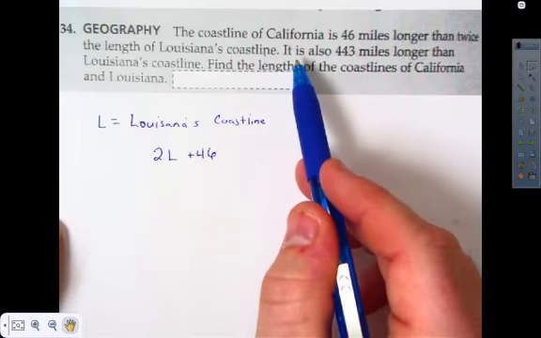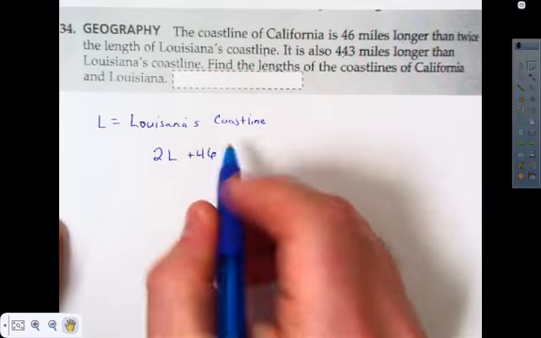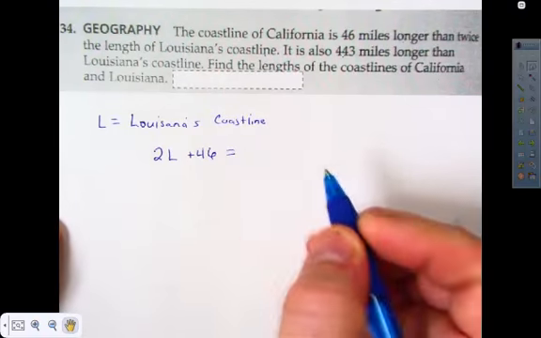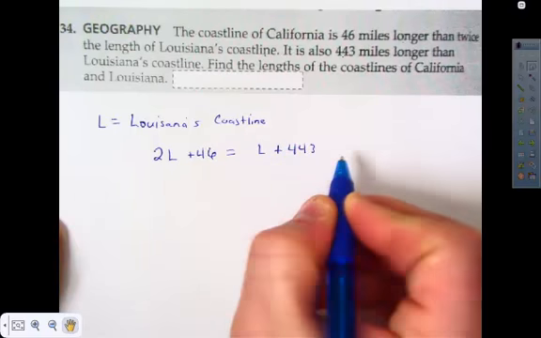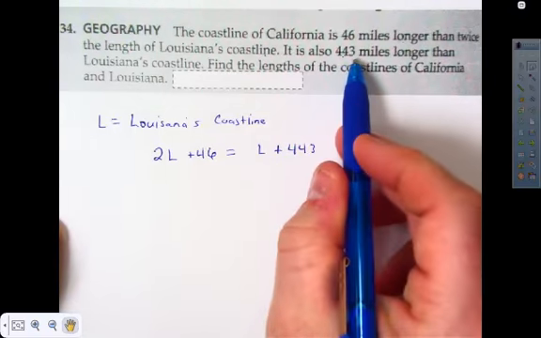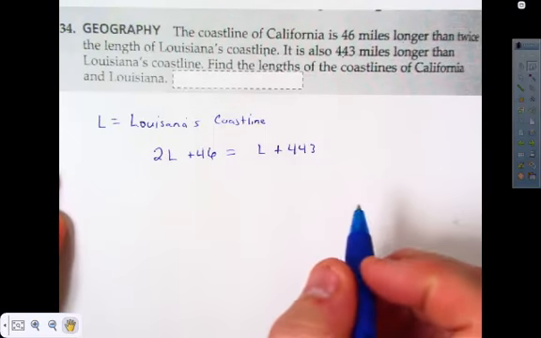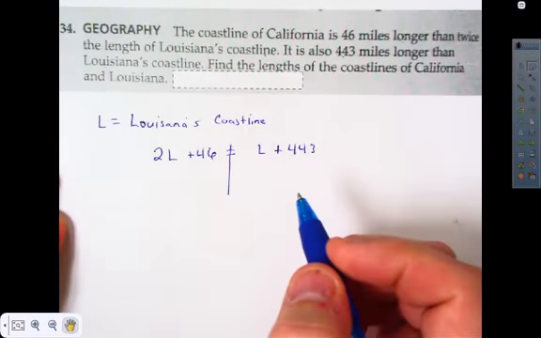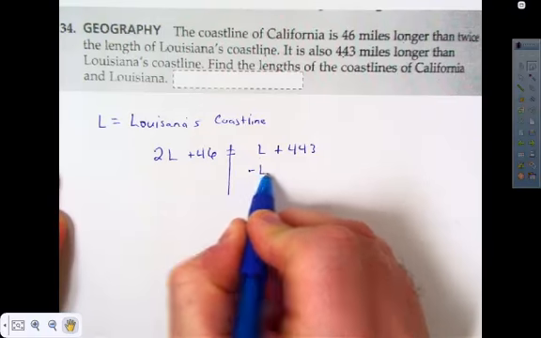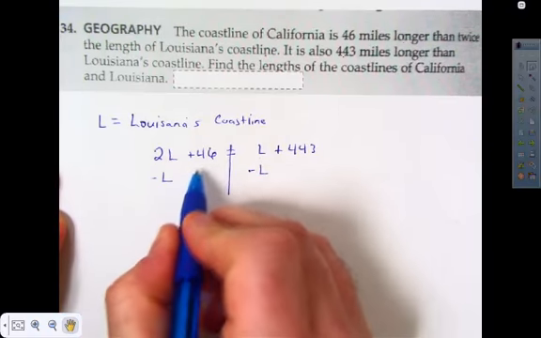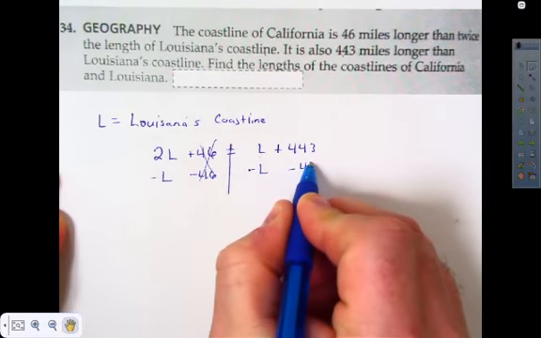The problem also says that it is 443 miles longer than Louisiana's coastline. So we're going to say that's equal to L plus 443 miles. Now that we have these set equal to each other, just like we did in class earlier today, we want to get our variables to one side and our constants to the other. So I'm going to subtract 1L from both sides. I'm also going to subtract 46 from this side and 46 from this side.